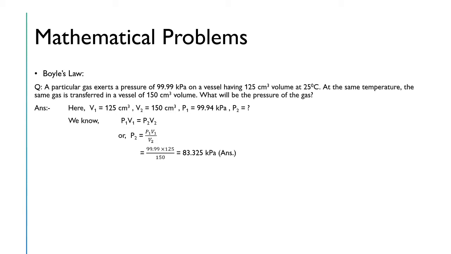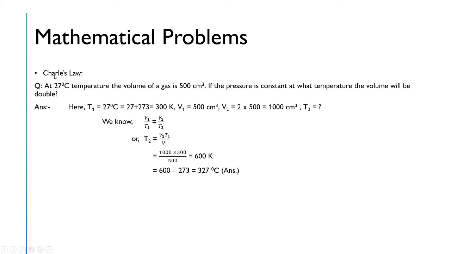now the temperature is constant here, so the Boyle's law will be applicable here, and by using Boyle's law we can easily solve this problem. So this is a mathematical problem which is pretty easier, and next one we'll see Charles law, problem of Charles law, that at 27 degrees centigrade temperature the volume of a gas is 500 centimeter cube, and if the pressure is constant, then we are seeing that the volume will be double.